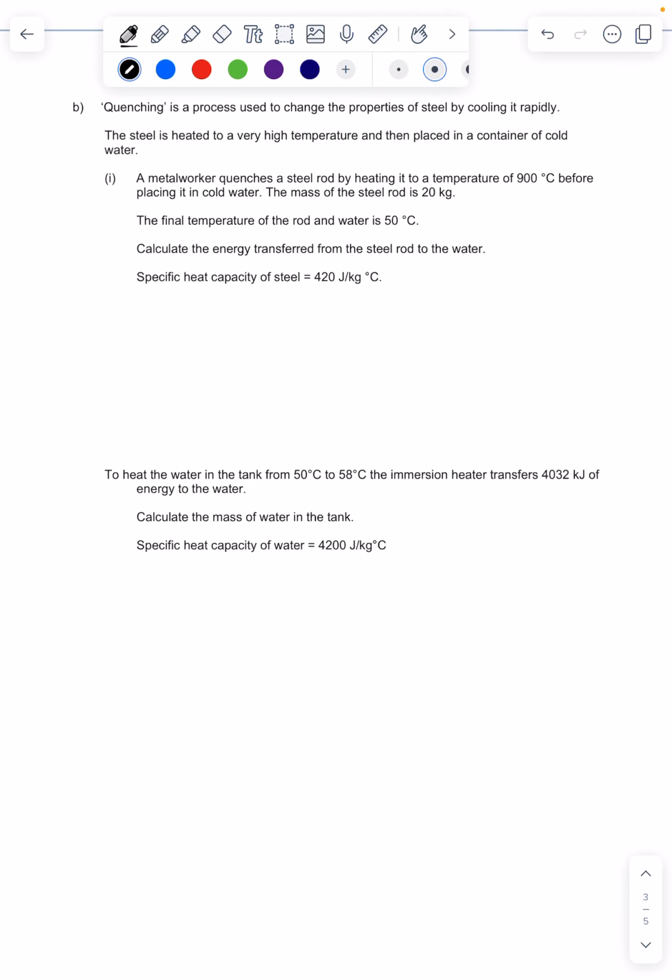The next question. A metal worker quenches a steel rod by heating it to a temperature of 900 degrees before placing it in cold water. The final temperature of the rod is 50 degrees. It tells us the mass is 20 kilograms, and we've also got information that the steel rod heat capacity is 420. Once again, let's write out our equation: energy is equal to mass times heat capacity times the change in temperature.